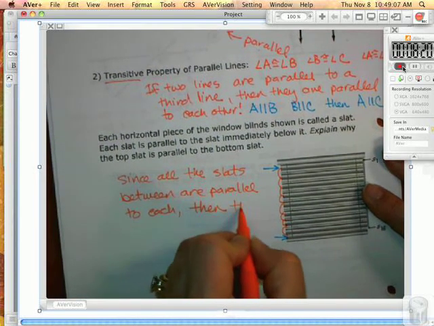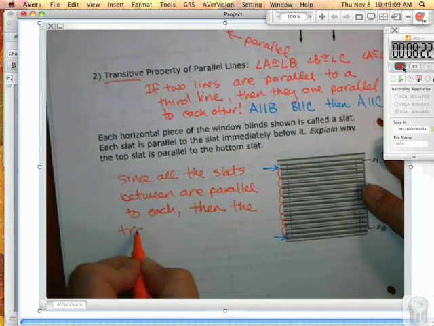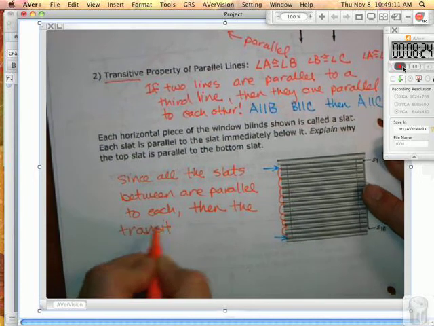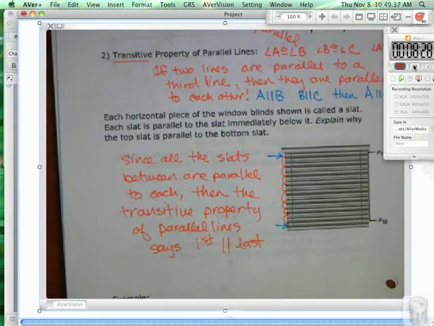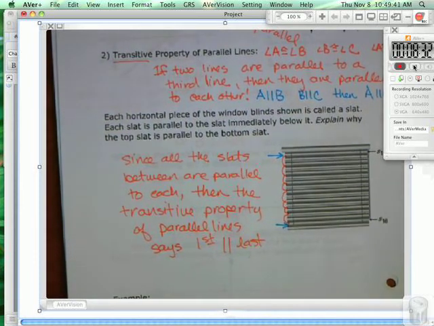Then the transitive property. Each line in between is parallel, then the first and the last have to be parallel.